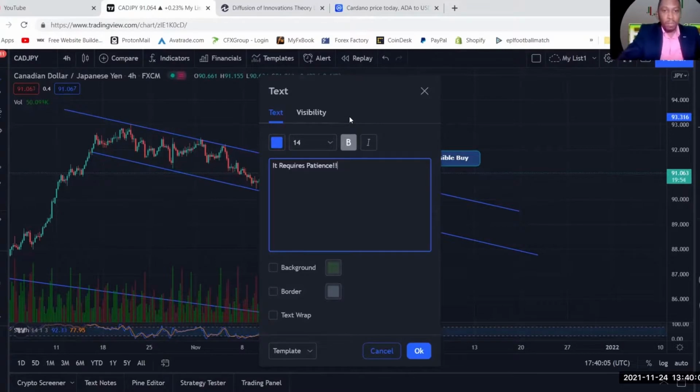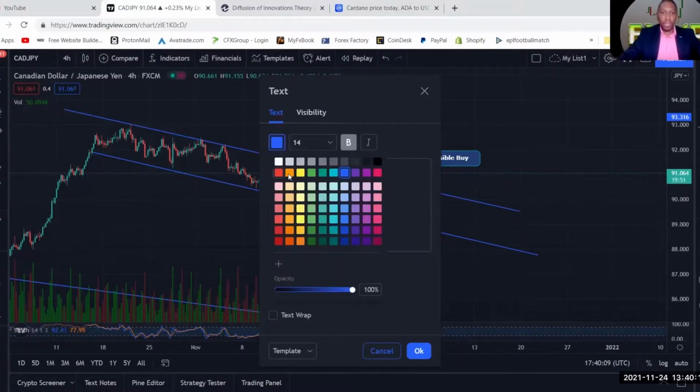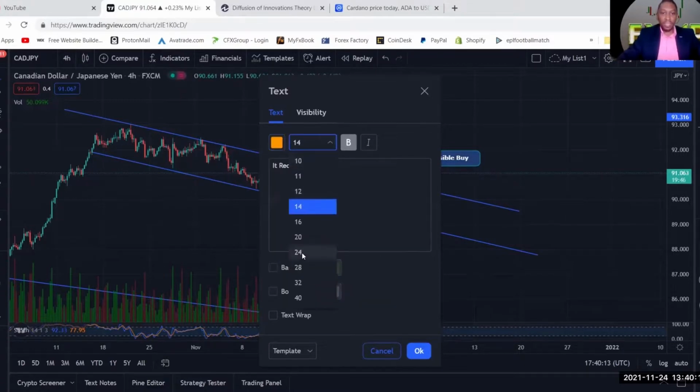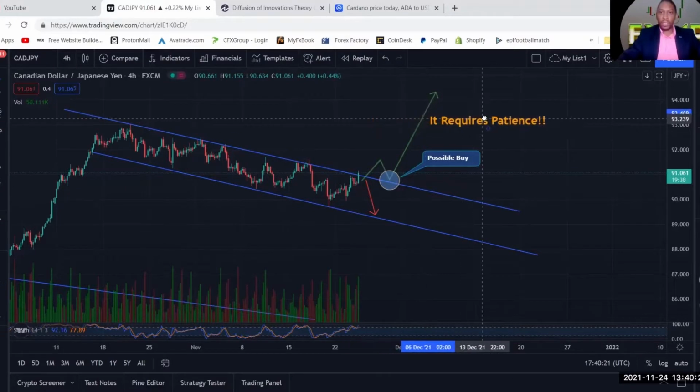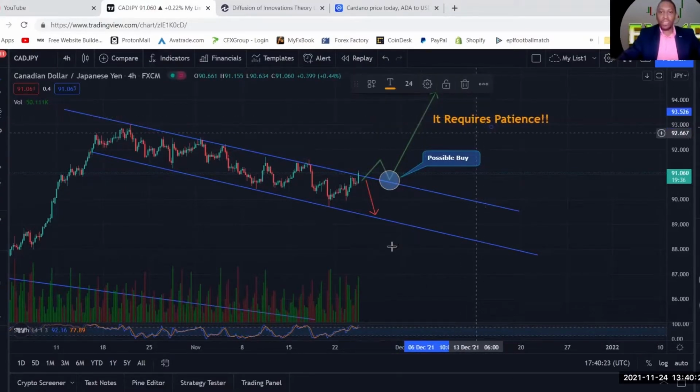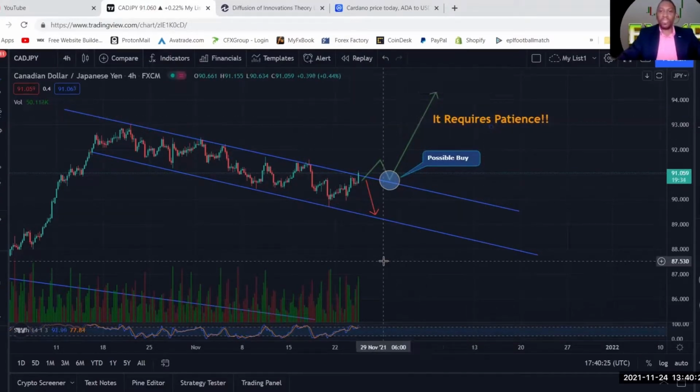It is one of the most important attributes to being a successful Forex trader. If you want to be a successful Forex trader and you cannot implement patience as part of your strategy, then you're most likely setting yourself up to lose money.